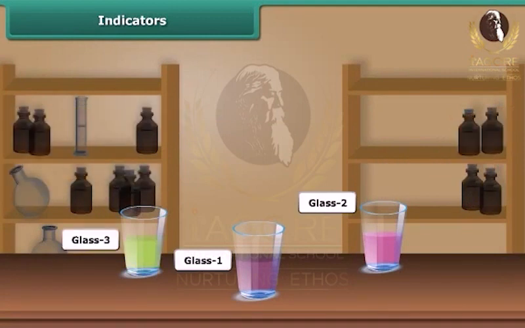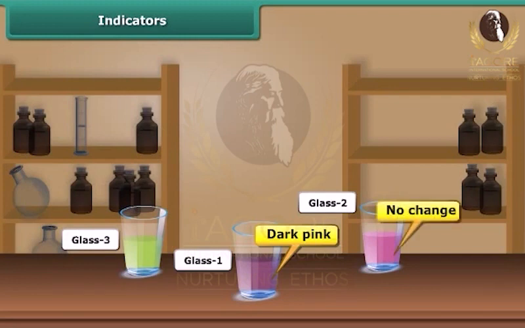What do you see? You can notice that in glass 1, the color changes to dark pink. Lemon juice is acidic in nature, so there is a change in the color of the indicator. You can see that there is no color change in glass 2. Why is this so? This is because water is neutral in nature. The color in the third glass changes to green.